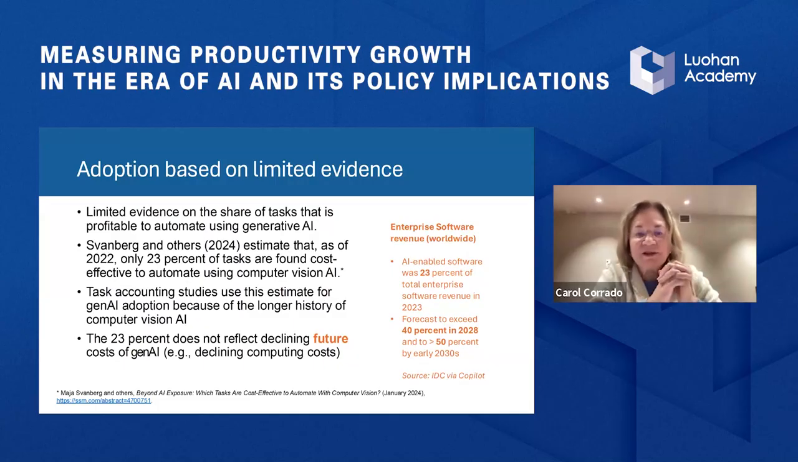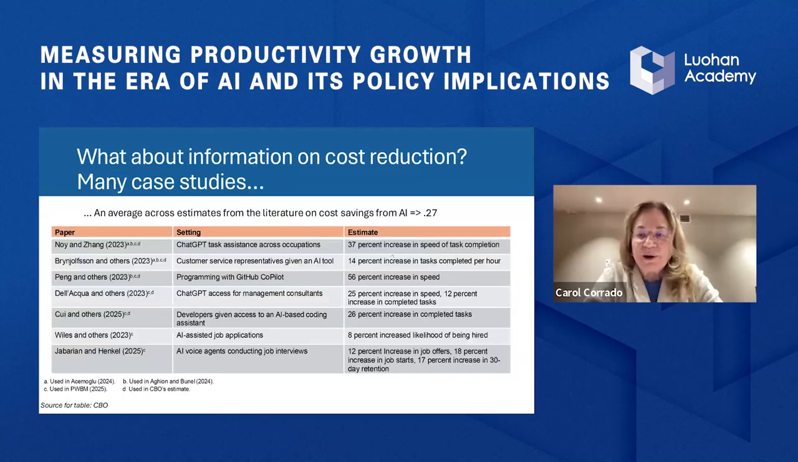We have a 10-year history of that, and they found that by 2022, only 23% of the tasks that could have been automated by computer vision AI were. So that's where they get the adoption rate.